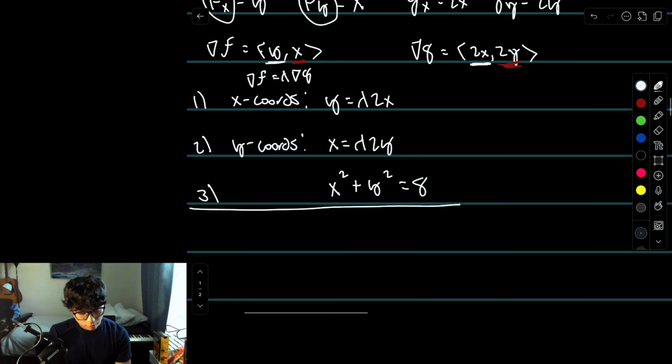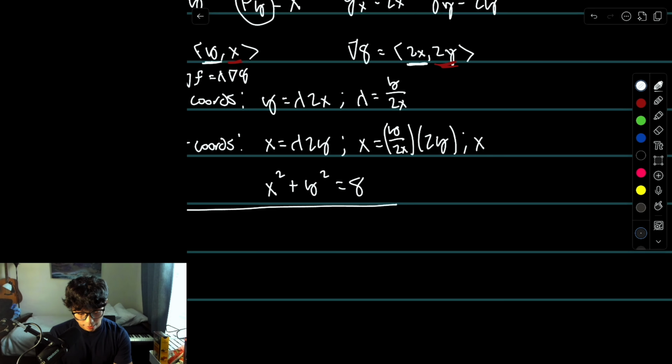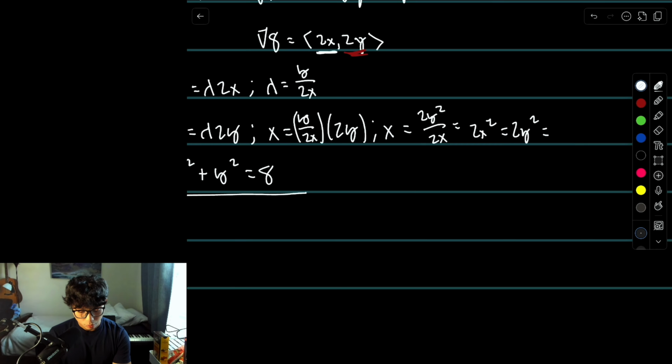So for our x coordinates, let's solve for lambda. Lambda equals y over 2x. And since we know our lambda equals y over 2x, we can sub that in for the lambda given in the y coordinates. So this becomes x equals y over 2x, which replaces the lambda, times 2y. This then simplifies further to x equals 2y squared over 2x, which then simplifies to 2x squared equals 2y squared, which simplifies even more to x squared equals y squared.